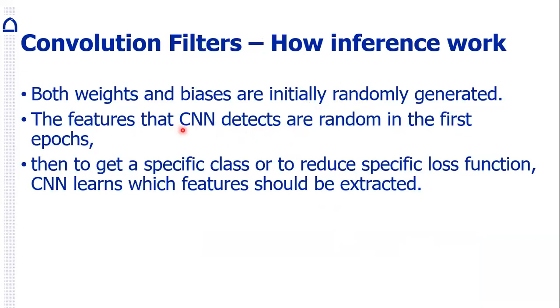The features that the CNN detects are random in the first epochs. We can give the network random weights and biases at the beginning, and then the CNN starts to detect the features. At the beginning, the features will be random, and then they will be more focused with more and more training in the upcoming epochs.